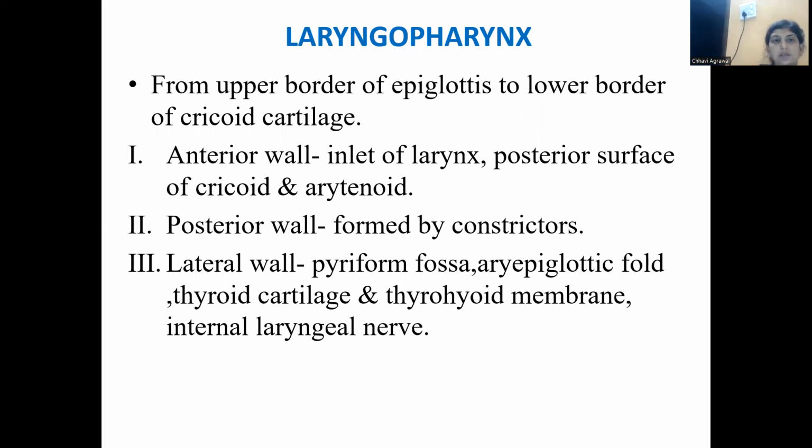The laryngopharynx extends from upper border of epiglottis to the lower border of cricoid cartilage. Anterior wall is formed by the inlet of larynx, posterior surface of cricoid and arytenoid. Posterior wall is formed by the constrictor muscles. The lateral wall is formed by the piriform fossa, aryepiglottic fold, thyroid cartilage, thyroid membrane, and internal laryngeal nerve.